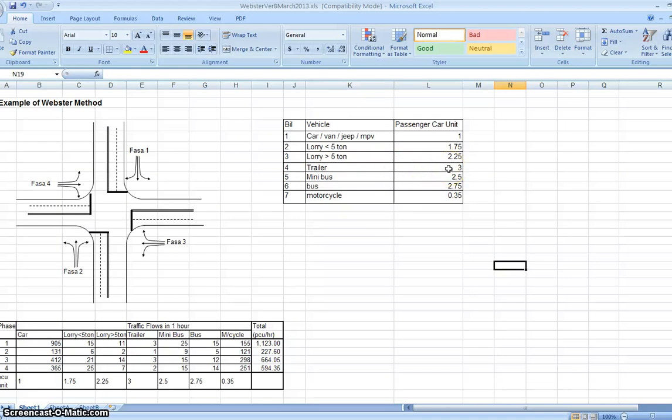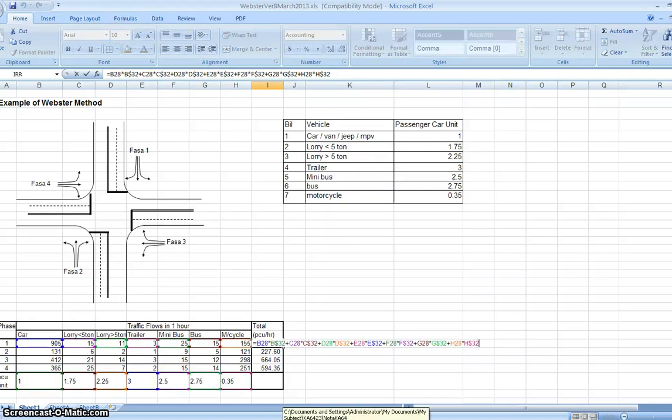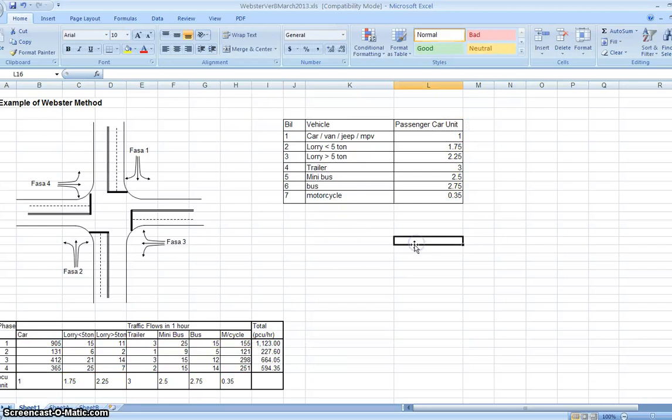So we give weightage factor 3, we call it passenger car unit 3 for trailer. So for example, phase 1, we have 905 cars and 15 small lorry, 11 big lorries and 3 trailers, and have 25 mini buses and 15 buses and 155 motorcycles. We have to convert all this one using this factor, and then we total up. This is a multiplication factor here. So we have to add up with this weightage factor, which we call passenger car units.